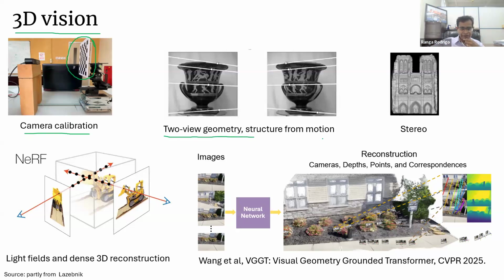Then we will go to two-view geometry. What that means is there's this vase object, and there are two cameras looking at it from two positions, and how are these images related to each other? That's called epipolar geometry. We'll understand how to do that.